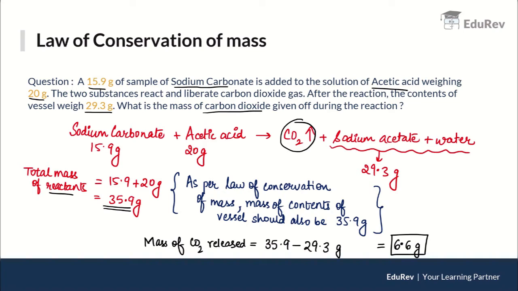So as per the law of conservation of mass, we know that the mass of contents of the vessel, meaning the contents obtained in the vessel after the reaction, should also have been 35.9, but we got 29.3. That means the remaining mass belongs to what? The carbon dioxide that got released, right? So mass of CO2 released is 35.9 minus 29.3, which gives me 6.6 gram.